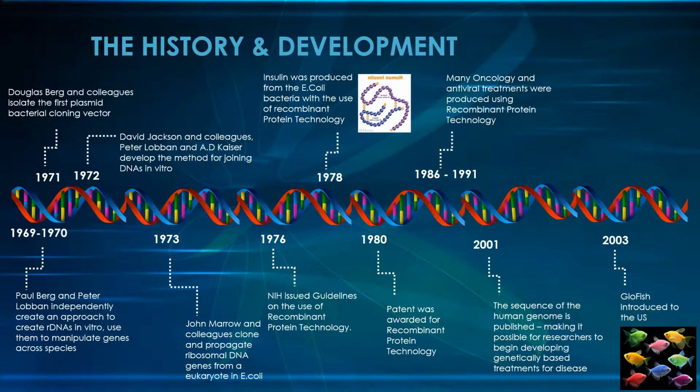In 1978, insulin was produced from the E. coli bacteria. This production of synthetic insulin was groundbreaking technology and has really paved the way for the technology to be used in other medical treatments. In 1980, a patent was awarded. In 1986 to 1991, many oncology and antiviral treatments were produced using recombinant protein technology.